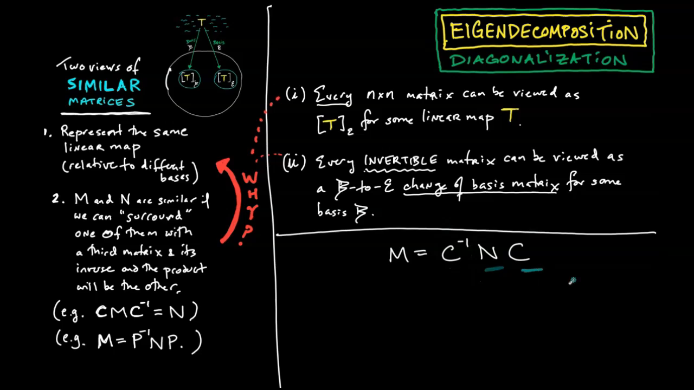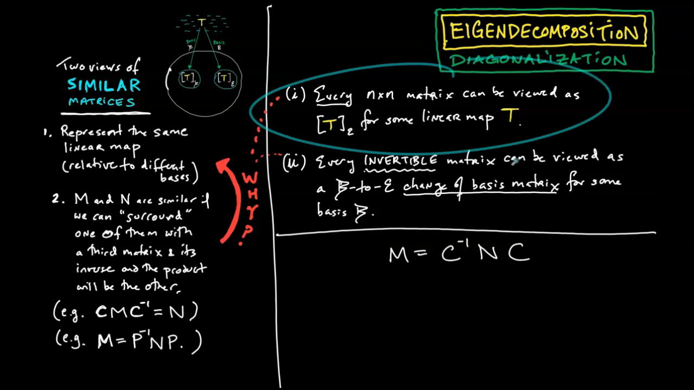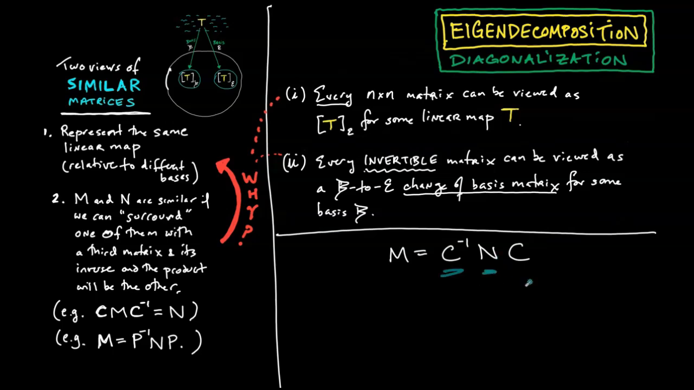C inverse NC. Well, why on earth should this algebraic condition tell me that M and N actually represent the same linear map relative to 2 different bases? Well, this is where our 2 little insights will help us. Let's look at the right-hand side of our equation and think about the individual factors.